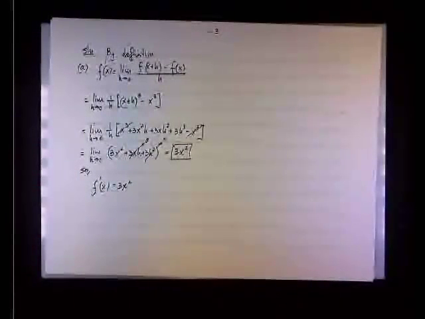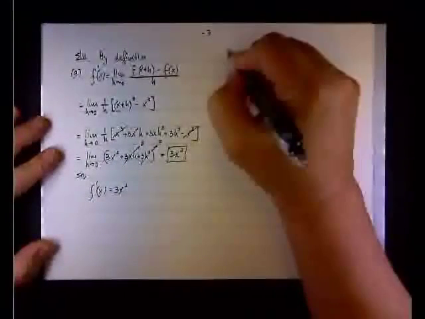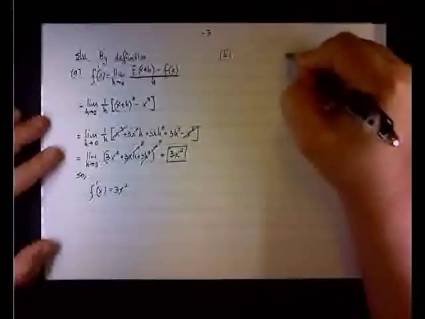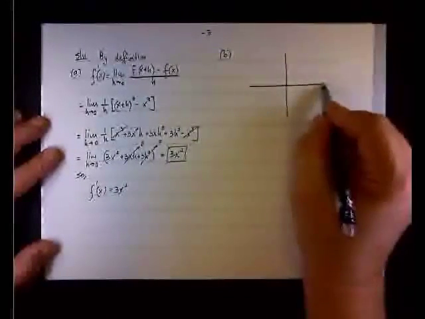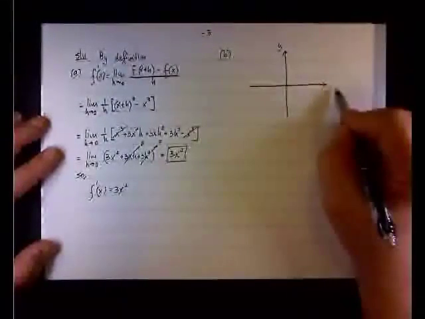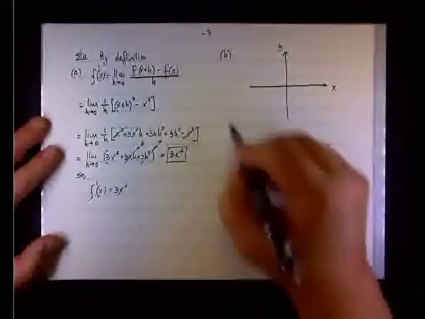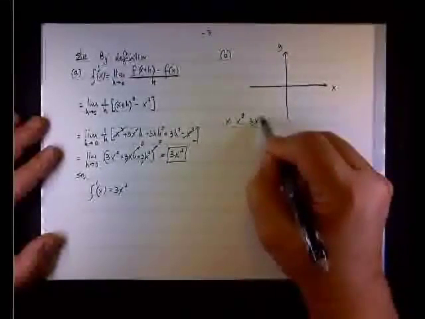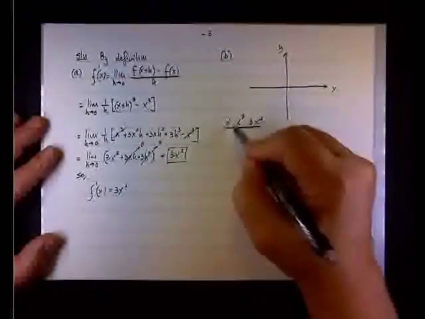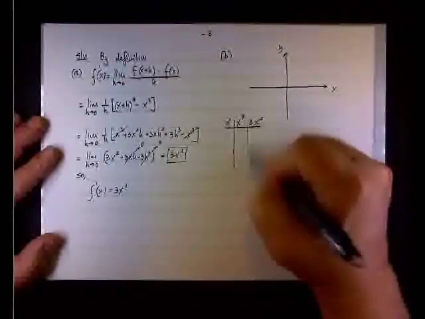Remember, f of x was the cubic function x cubed, and we see now that we have 3x squared as the derivative. So if we sketch one on top of the other, let's pick up some values. Okay, so let's say x cubed and 3x squared. Let's pick up a few values here.